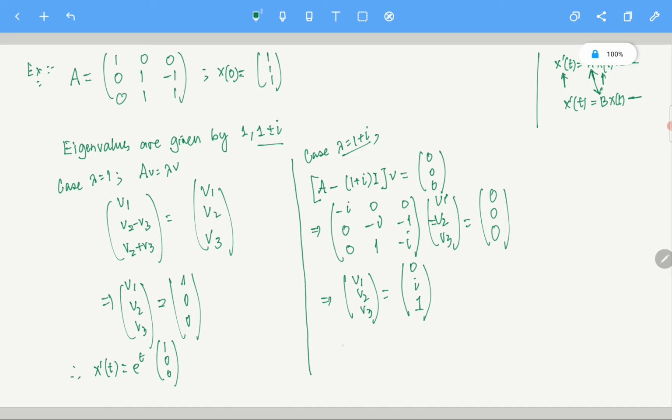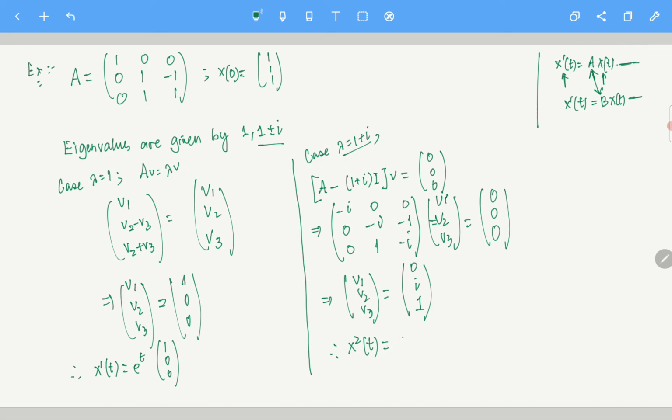Okay, so in that case, therefore what is the solution in this case? x2 of t is going to be e^((1+i)t) times the vector (0, i, 1). Clear? Now what happens is nothing special, you just break it up and you can show that you get two solutions out of this. So the two solutions which you are going to get, let me write it down.